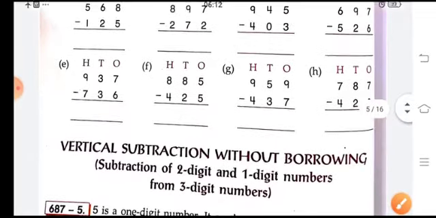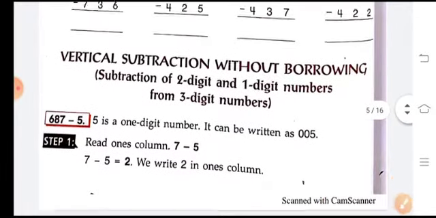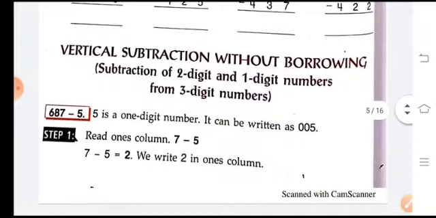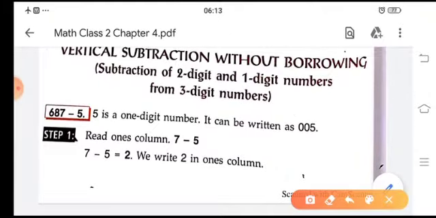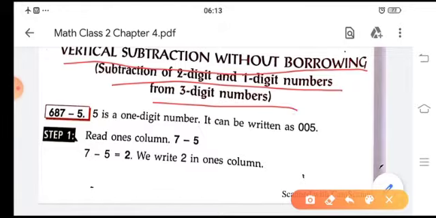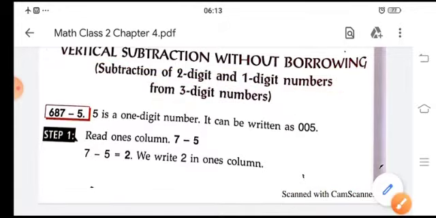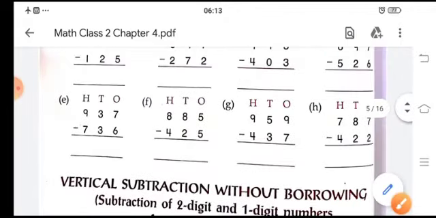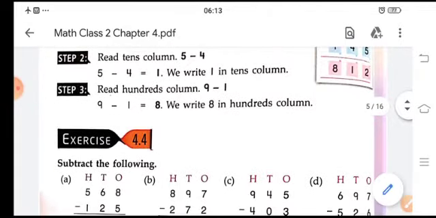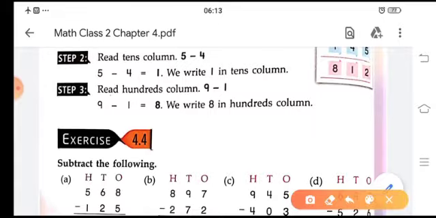Then we'll move on to vertical subtraction without borrowing. Children, this vertical subtraction without borrowing we'll learn in the next class. That is all for today, and your homework is, children, to do exercises 4.1, 4.2, 4.3 and 4.4 in your copy, and send it through WhatsApp.